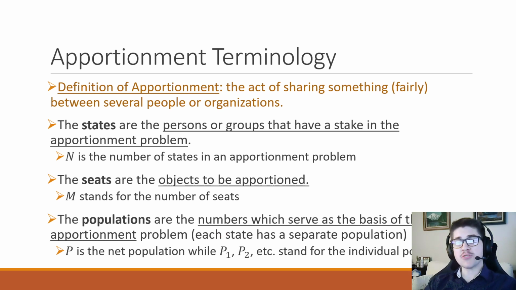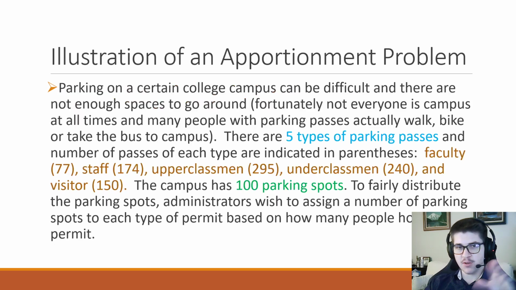But let's return to the parking space example, and let's figure out what are the states, what are the seats, and what are the populations. So going back to the same problem, there were 5 types of parking passes. These would be the states. The states are the different groups. So we had faculty, staff, upperclassmen, underclassmen, and visitors. So basically we had 5 states. It's how many different things are being distributed into.